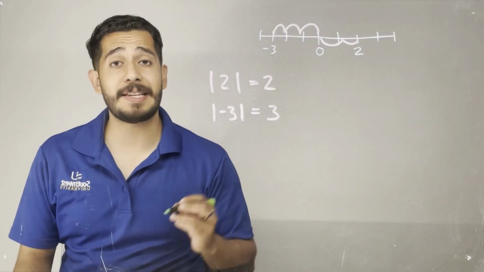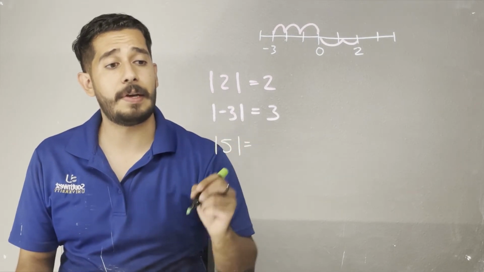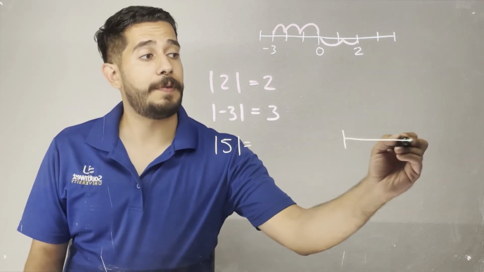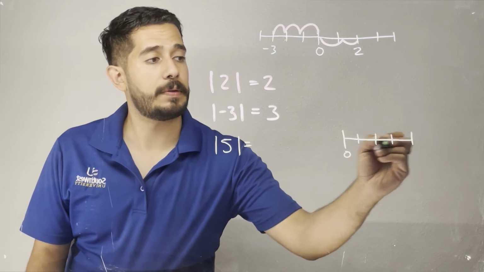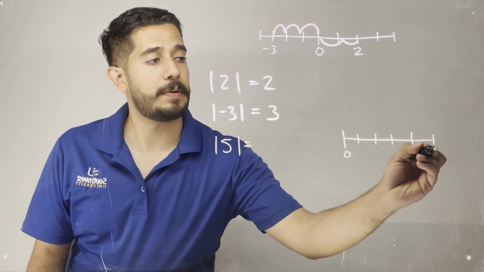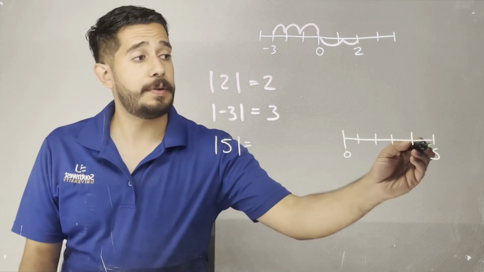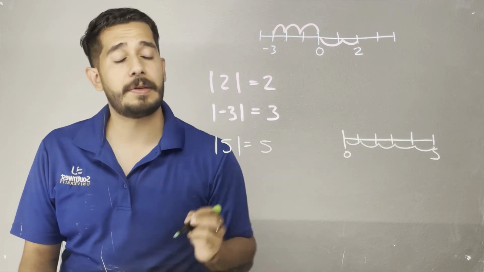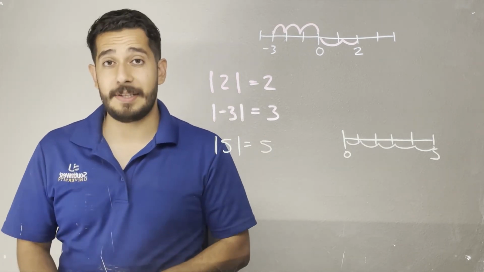If the problem is asking what is the absolute value of 5, it's asking how far is 5 from zero. So if I have my line of numbers, how far is 5 from zero? 1, 2, 3, 4, 5 units, which is just the number inside the bars without any sign.